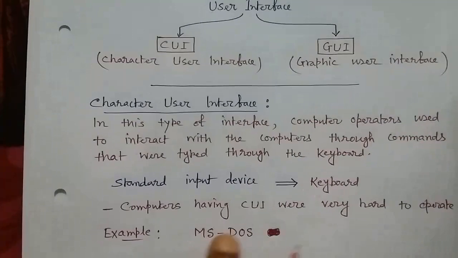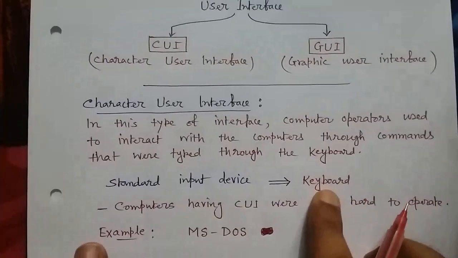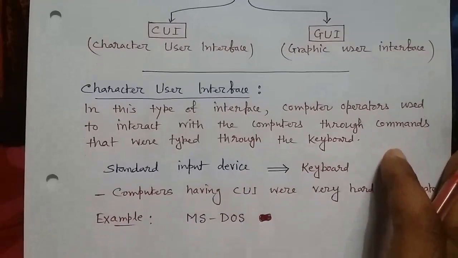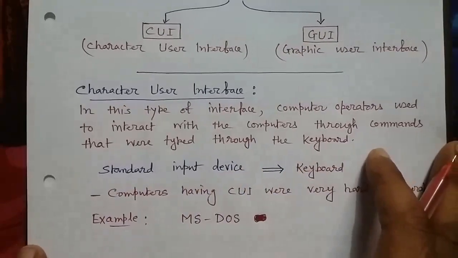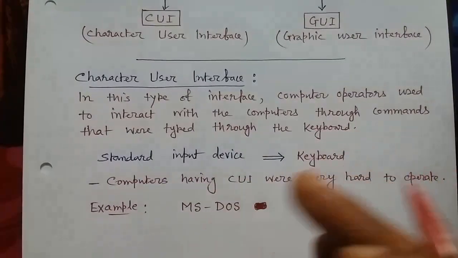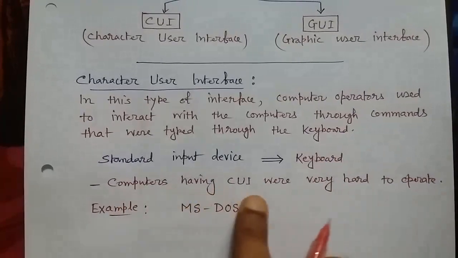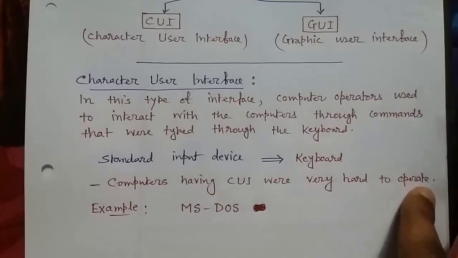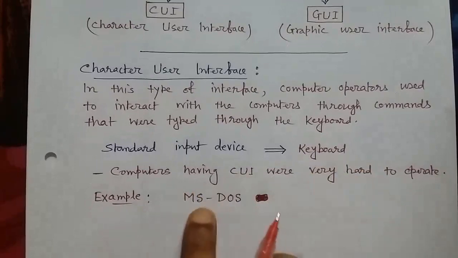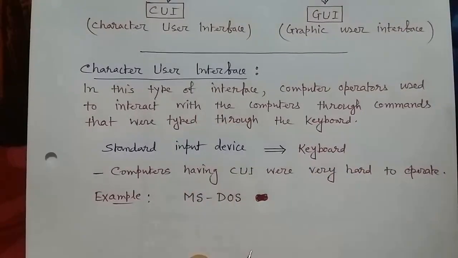Okay, now the standard input device in this type of interface is the keyboard, because CUI did not support any graphic or image on the computer screen and did not support any pointing device such as a mouse as well. That's why computers having CUI were very hard to operate. Now an example of CUI is MS-DOS, meaning Microsoft Disk Operating System.